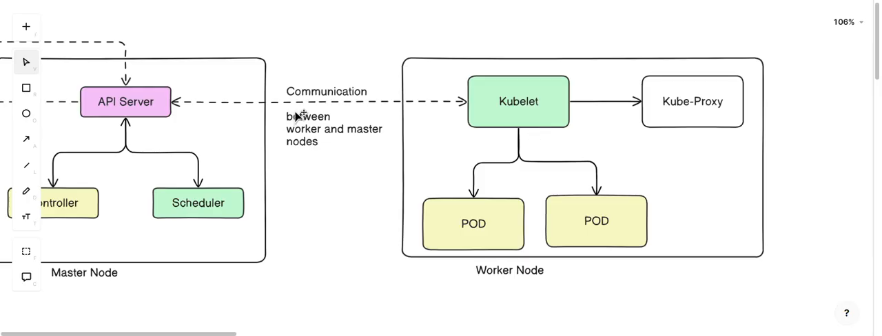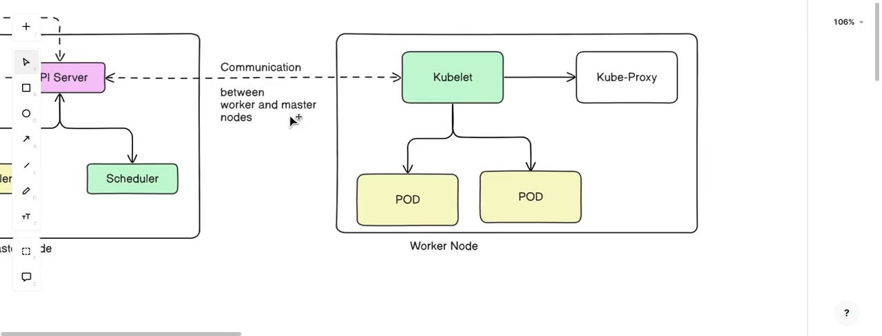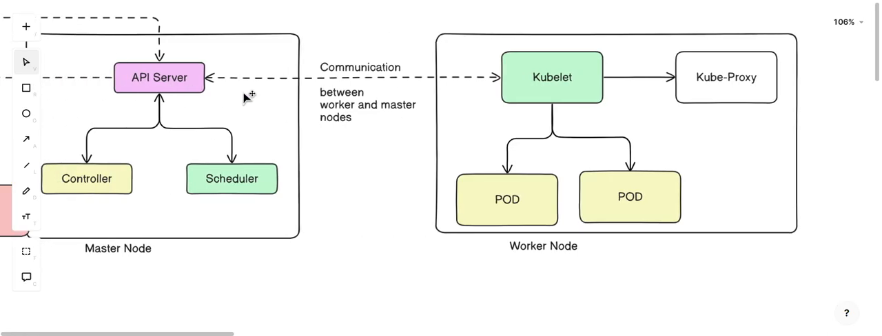This can be asked in interviews. If somebody is taking a junior level interview, they can ask you how the worker node and master node communicate with each other, and which components help those two communicate. So what is the answer? API server and kubelet help to communicate between the worker node and master node.